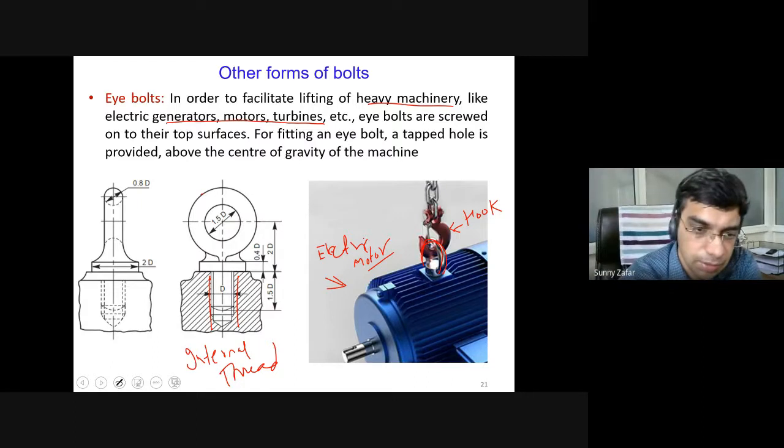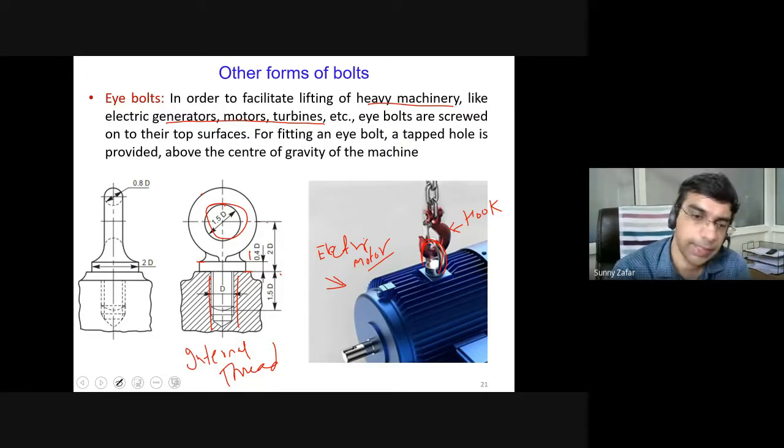Now, other dimensions of the eye bolt, such as this part below the eye, on which the eye sits, takes a dimension of 0.4d, and from this to the center of the eye is 2d. This is twice the diameter, and below it extends 1.5d. Similarly, the internal radius is 1.5d, and correspondingly other dimensions are mentioned here on the slide.